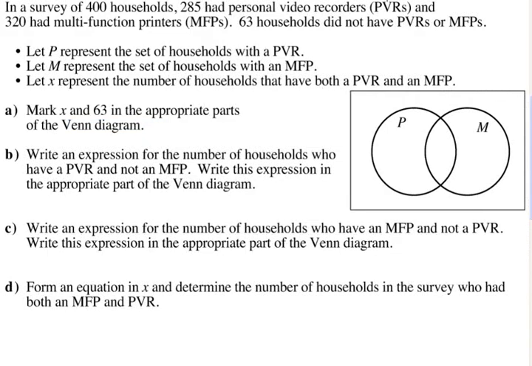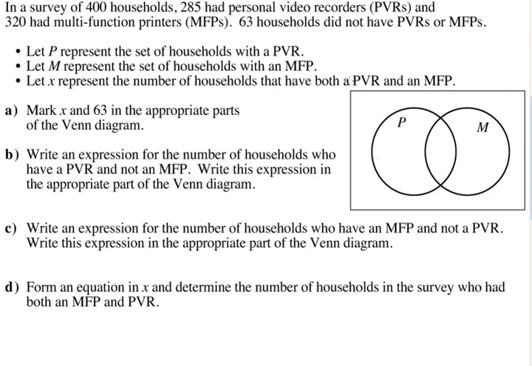Okay, increasingly complicated Venn diagrams. They say there's 400 households, 285 have PVRs. Don't write that here. This is the same issue as in previous examples. There's 285 people in the circle, but we don't know how many of them are PVR only and how many of them are in the overlap.